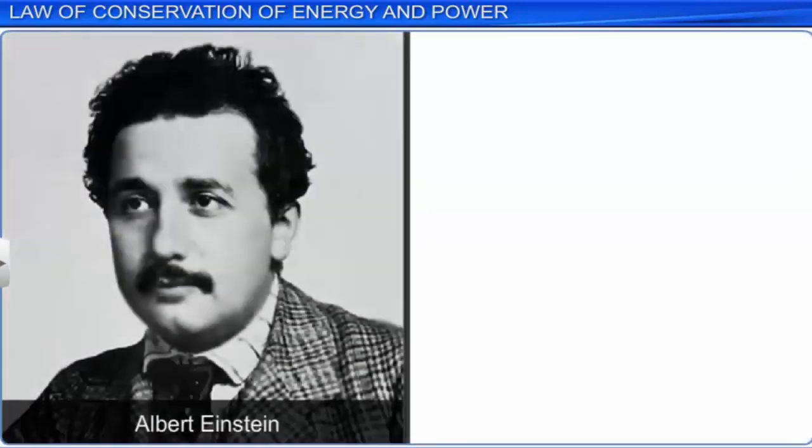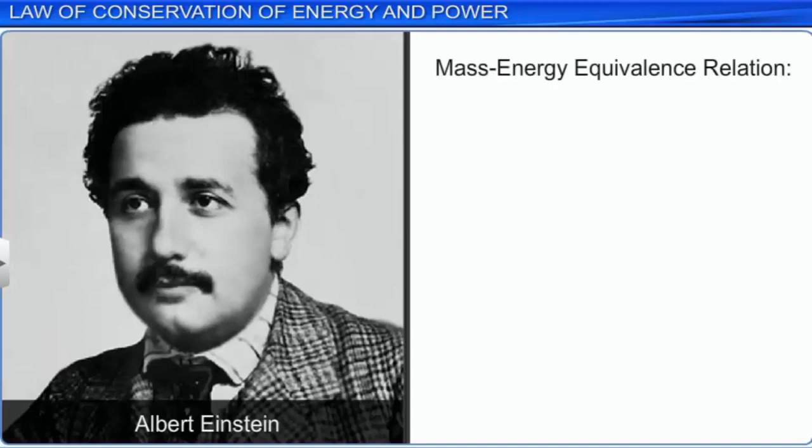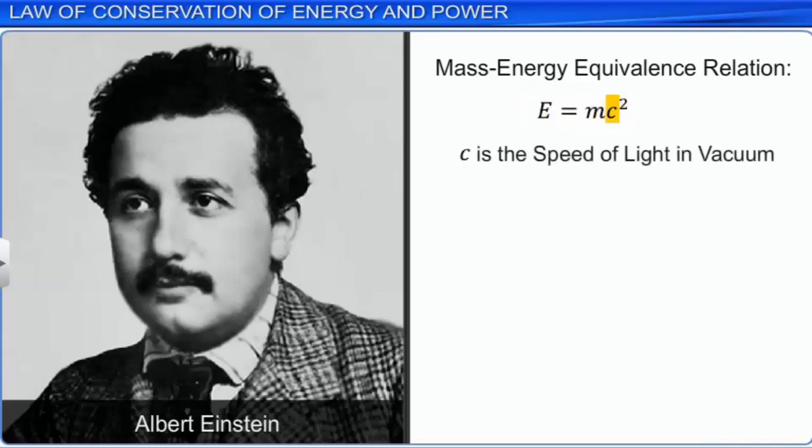However, Albert Einstein proposed his famous mass-energy equivalence relation, E is equal to mc square, to show that mass and energy are equivalent. In this relation, E is equal to mc square, and c is the speed of light in vacuum, which is approximately 3 × 10⁸ meters per second.